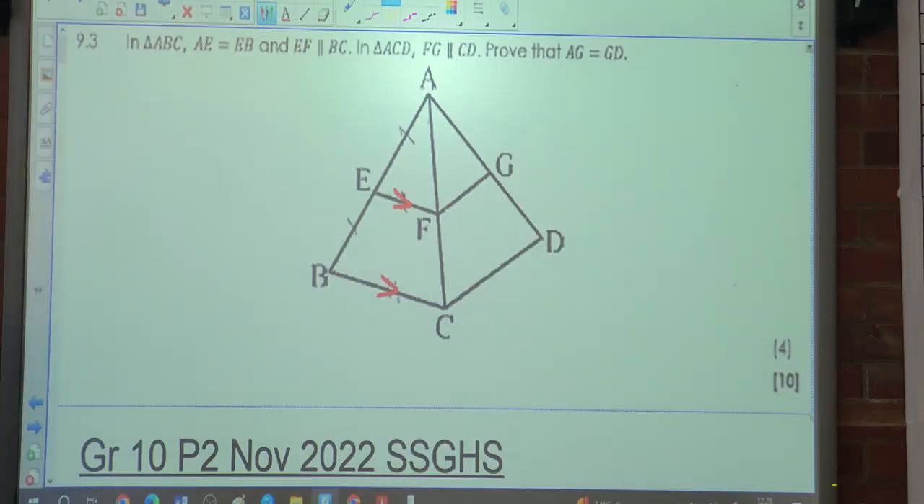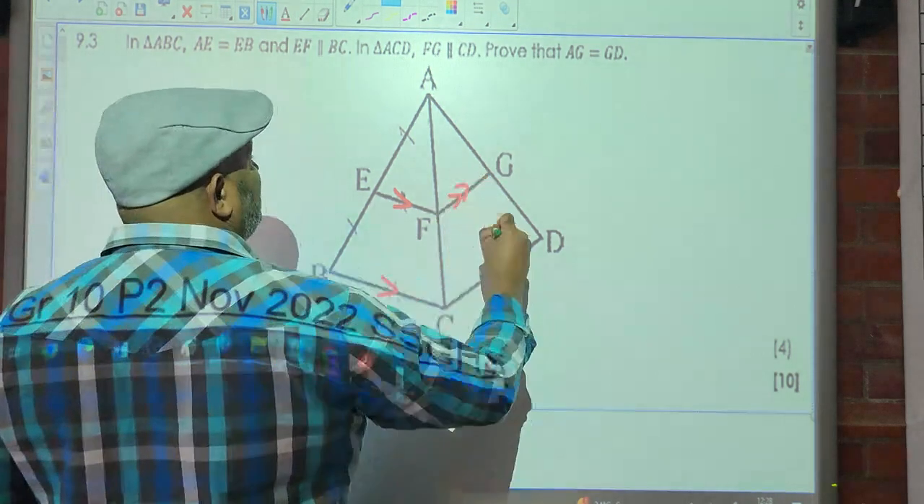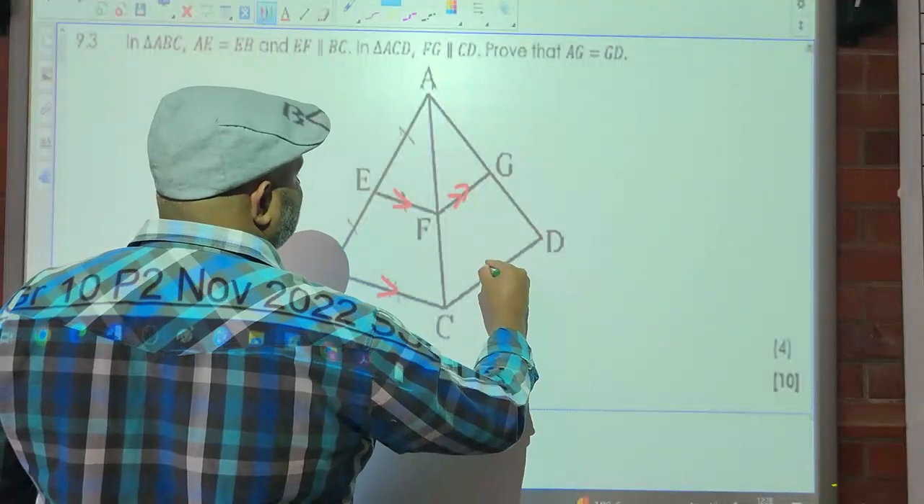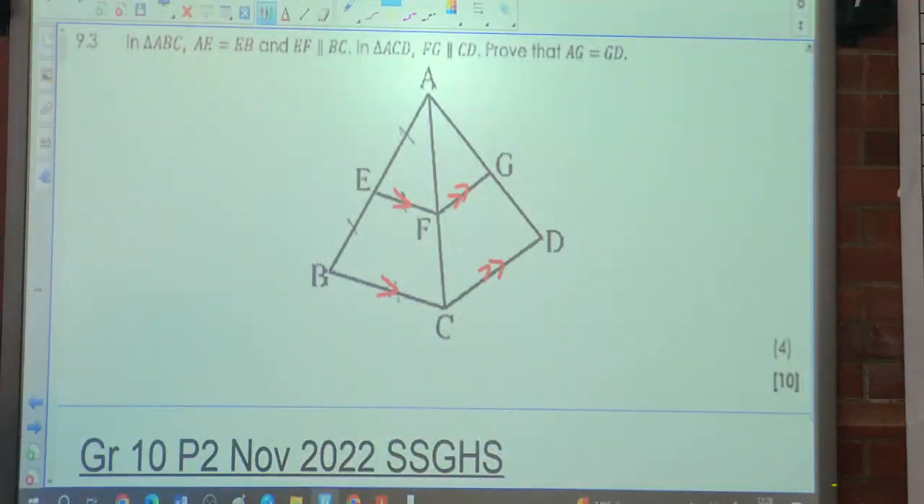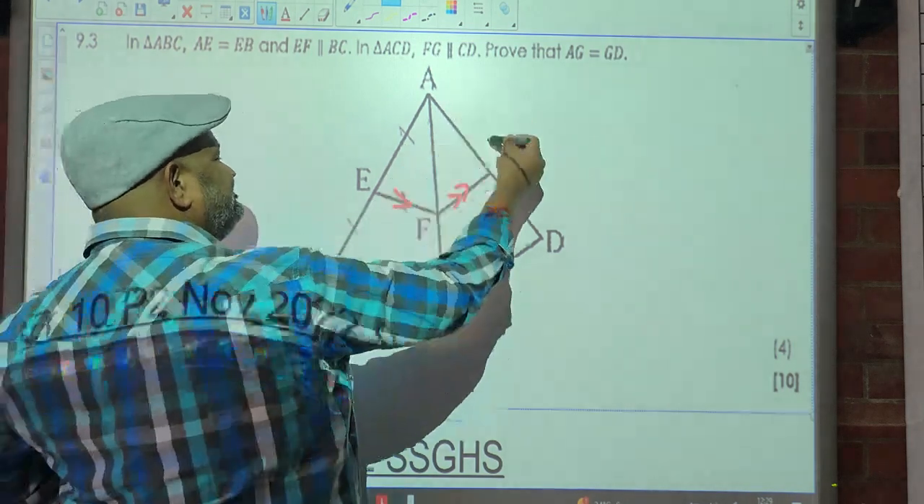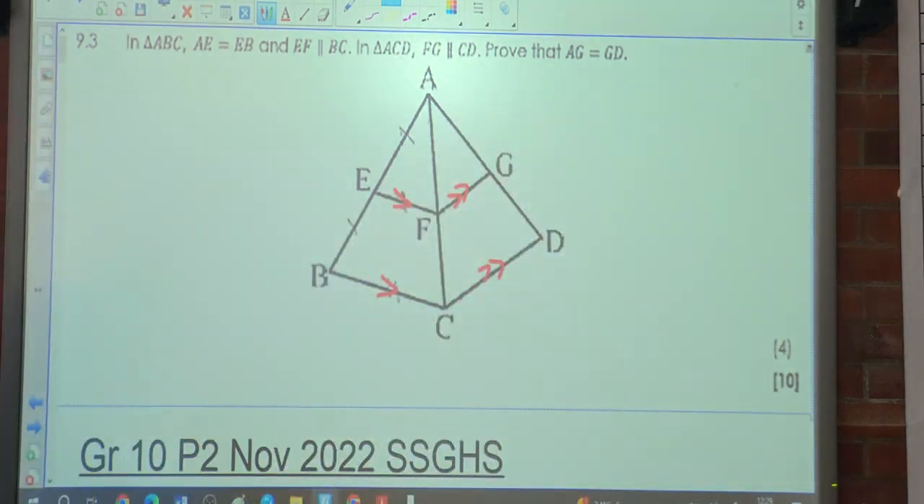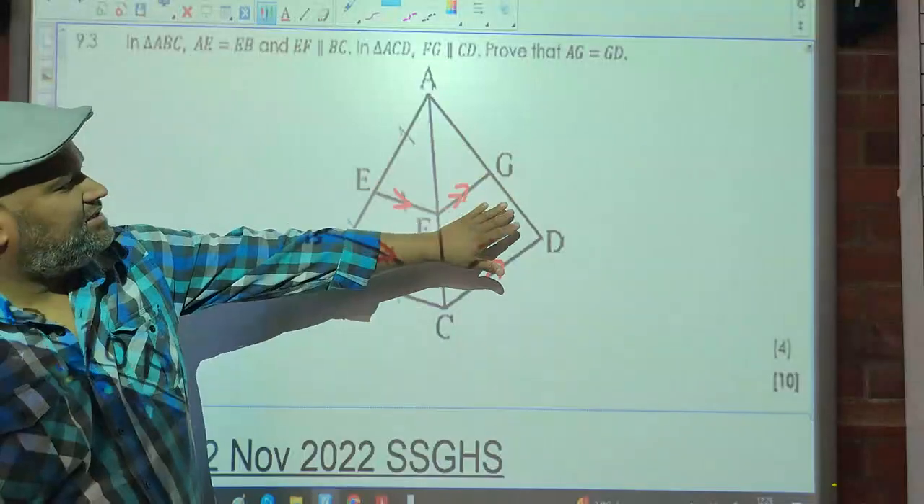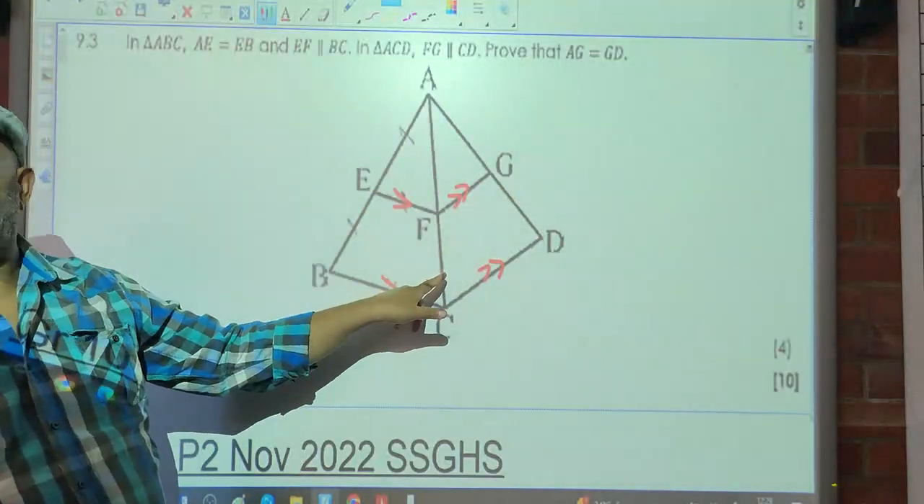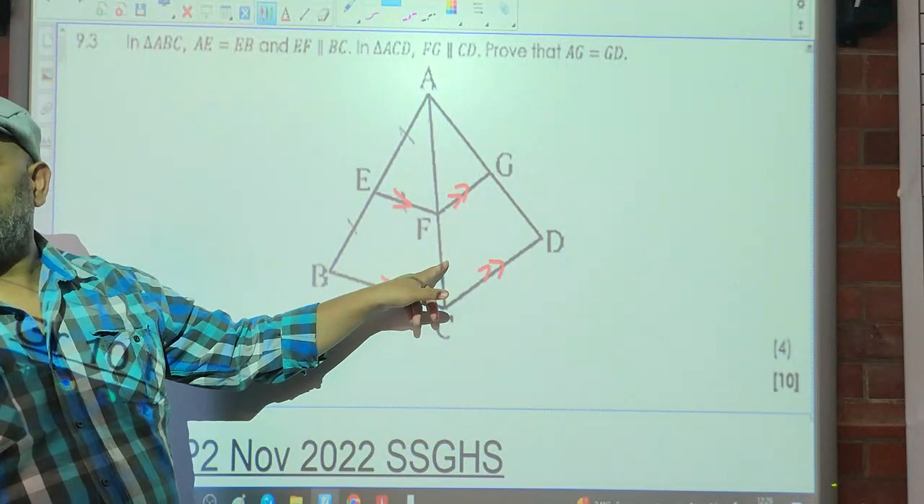In triangle ACD, we are told that FG is parallel to EC. The question says prove that AG is equal to GD. AG, oh, this here. This will be equal if AF is equal to FC. Converse of the midpoint theorem here.